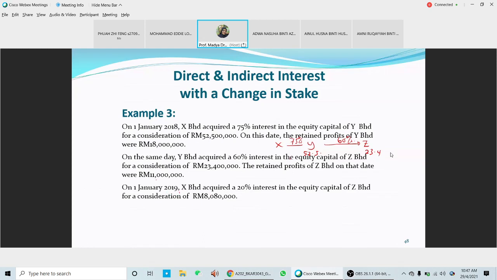Okay, on 1st of January 2019, X acquired 20% interest in Z. Okay, acquired another 20% in Z. So this one is a direct 20% in Z on 1st of January 2019 for the 0.08. So this one you have for the investment. So you need to know the diagram. When you answer these kinds of questions, please show the diagram. So it will help you.